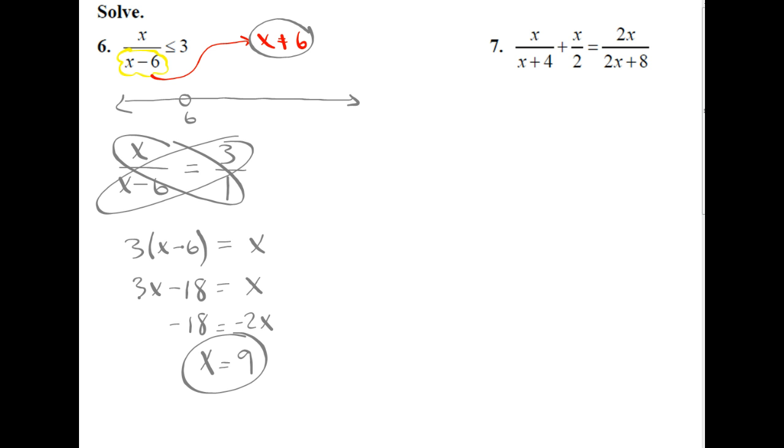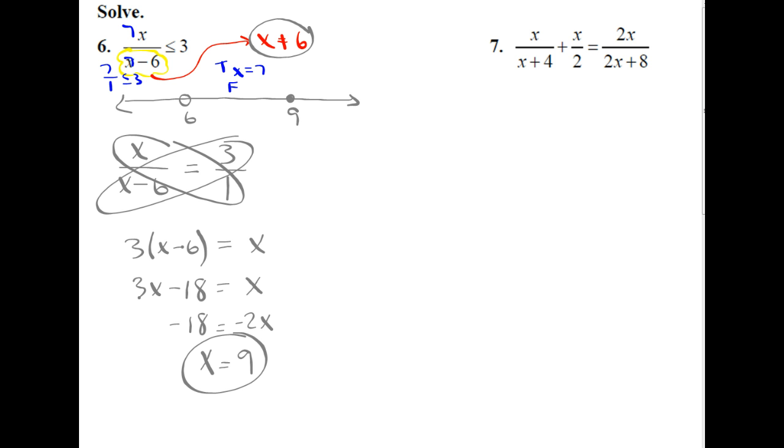And remember not to color in 6, because if x is 6, that'll make the denominator 0. So you do not include that, but you can include 9 because it's less than or equal to. So now I'm going to test to see where my solution is going to be. And so let's just test a number in between here. Let's test x equals 7. So if I put 7 in here, that's going to be 7 over 7 minus 6, which is 7 over 1. Is that less than or equal to 3? That is false. So we are going to be false in between here.